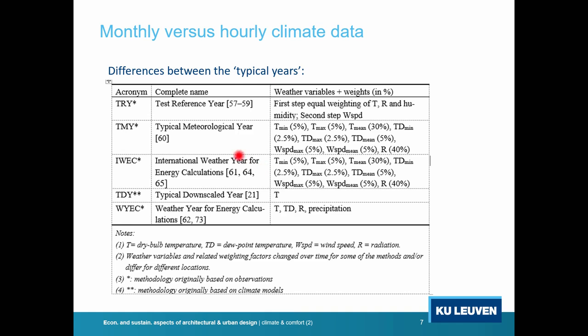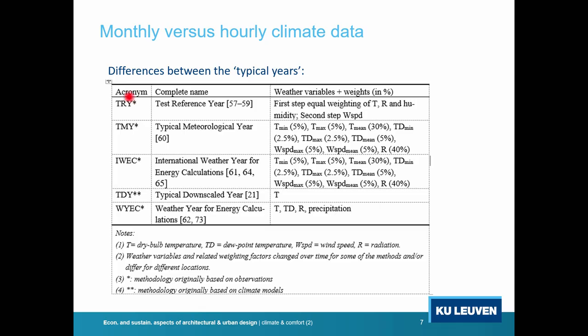Now, as said, there are different data sets representing these 30 years of yearly weather data. The first one, which is very often used, is a test reference year. So it's the TRY files, which also have this extension at the end, so you can recognize it based on this extension.